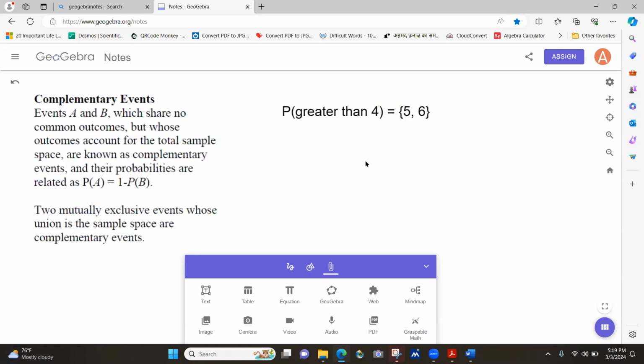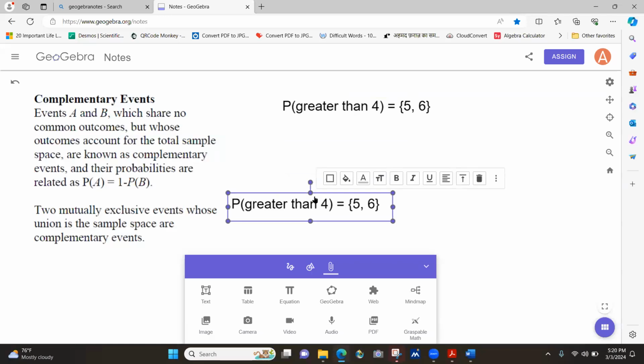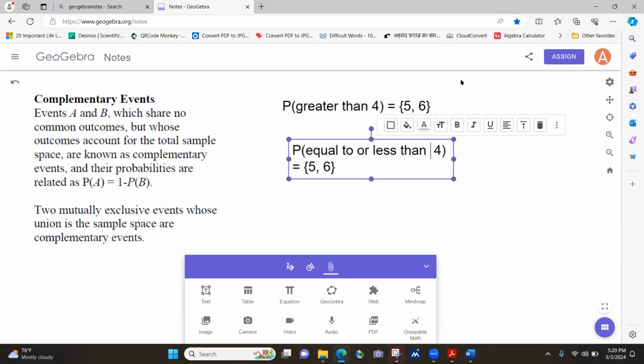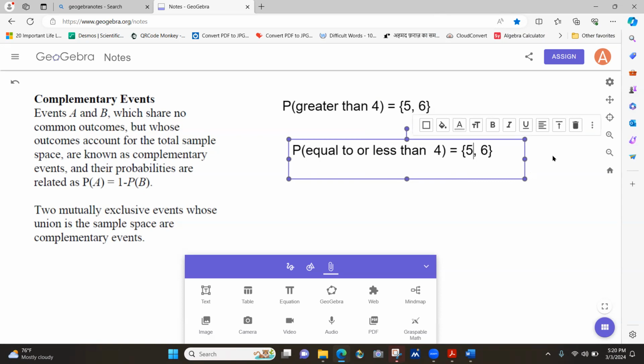Now, what is the complement? Remember when we did sets, the complement of greater than 4 would be either 4 or less than 4. So equal to or less than 4. I'm just going to write it like this. Equal to or less than 4. And what would you get? Well, that could be 1, 2, 3, 4.